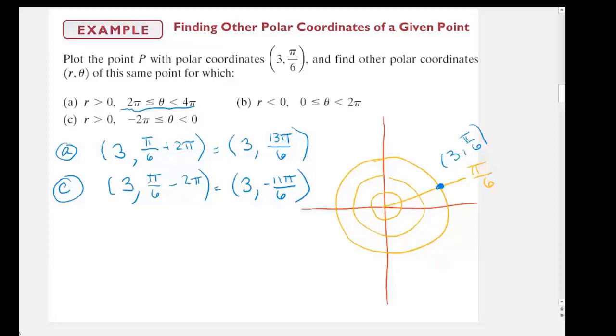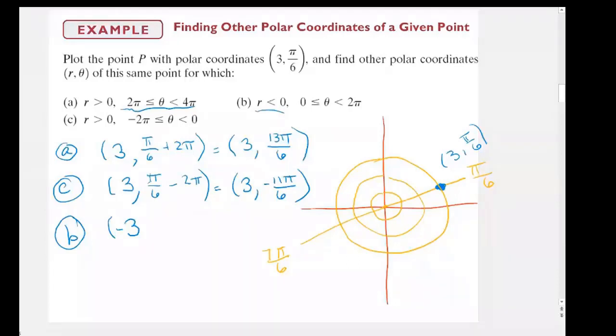All right, now let's do B. R is negative. If r is negative and theta is between 0 and 2π, we need it to be the exact same point as that. What I want to do is, again, go exactly opposite. Opposite would mean plus either, if it were in degrees, plus 180 degrees, or plus π. That gives me the exact opposite side.